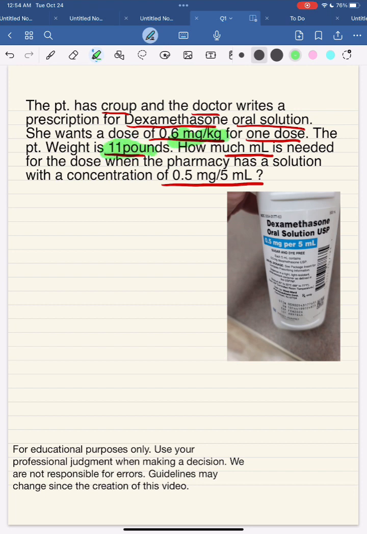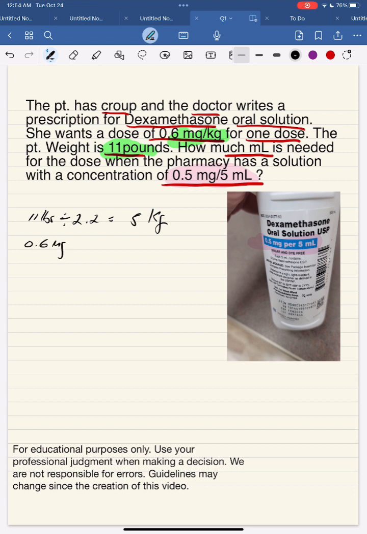Very important. Always pay attention to the concentration. The concentration of the solution the pharmacy carries is 0.5 milligrams per 5 ml. That's the key to getting this problem correct. I quickly look at this, and we're going to do a ratio proportion first, because I prefer ratio proportions. So we're going to do 11 pounds divided by 2.2 to give us the kilograms, because we're given pounds, but the dose is in kilograms. So we get 5 kilograms. 11 divided by 2.2 is 5 kilograms.